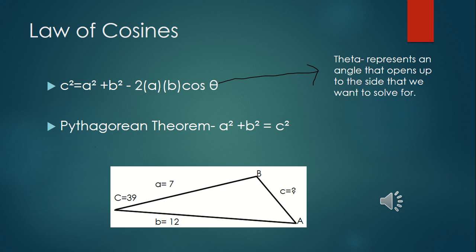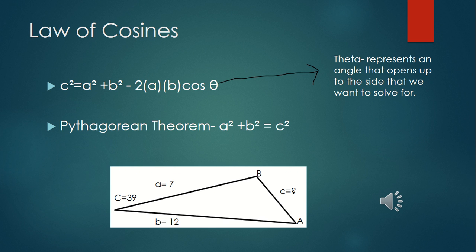Now, if you don't know what the theta angle is, if you look up in the top right corner of the PowerPoint, theta represents an angle that opens up to the side that we want to solve for. So if you take a look down at our diagram, it would be angle C, which opens up to side C, and it would be 39. So 39 is our theta angle.